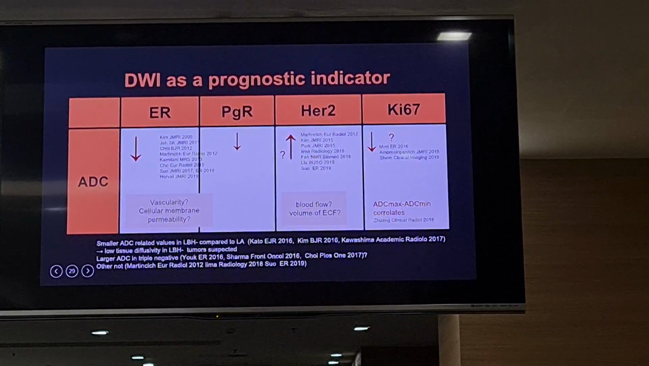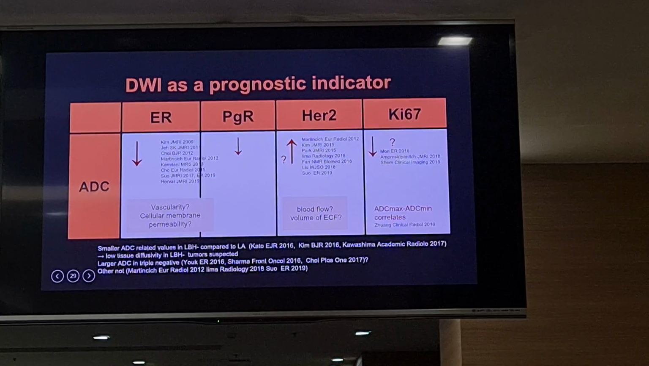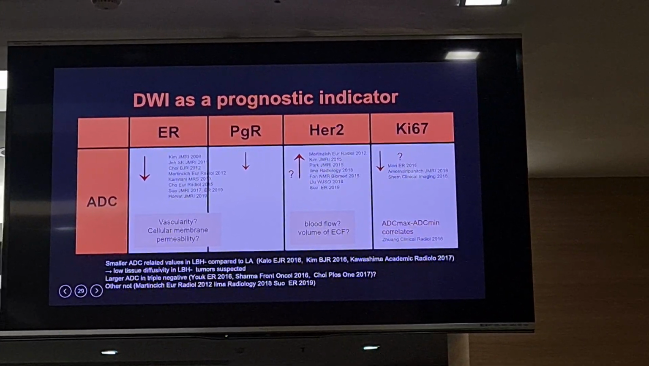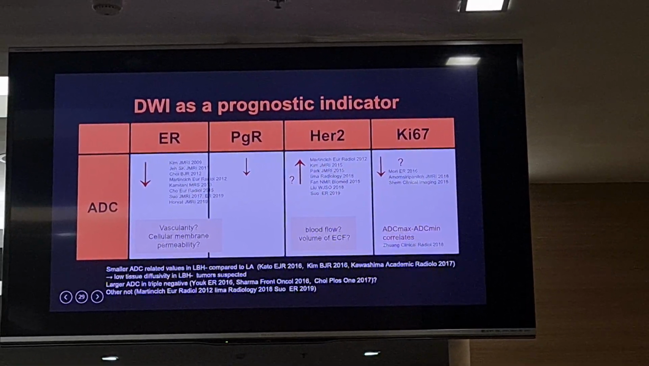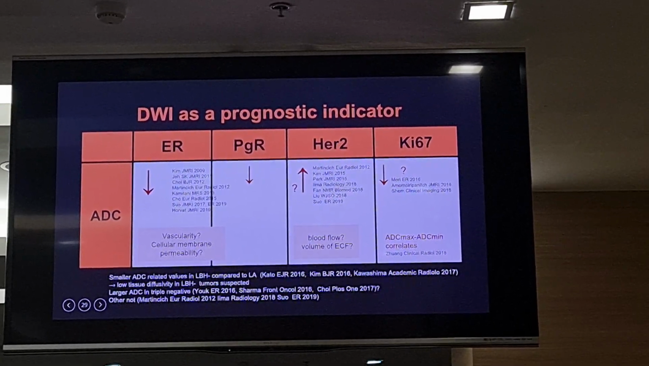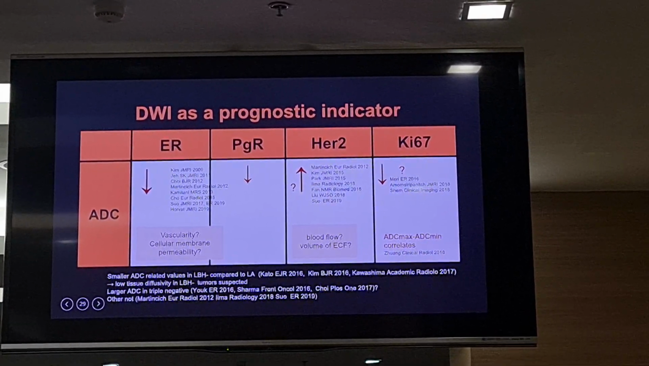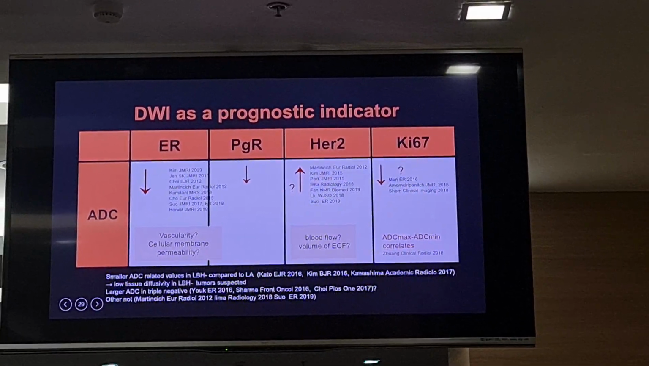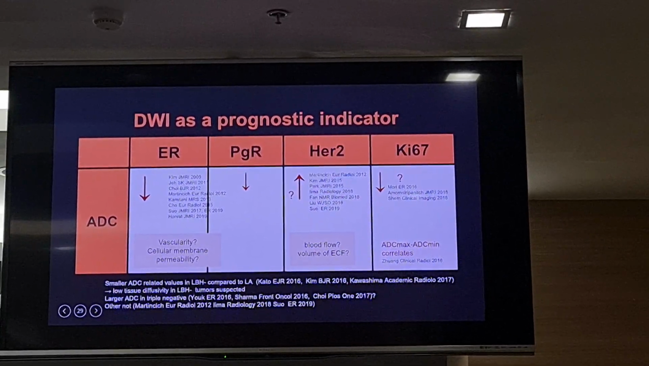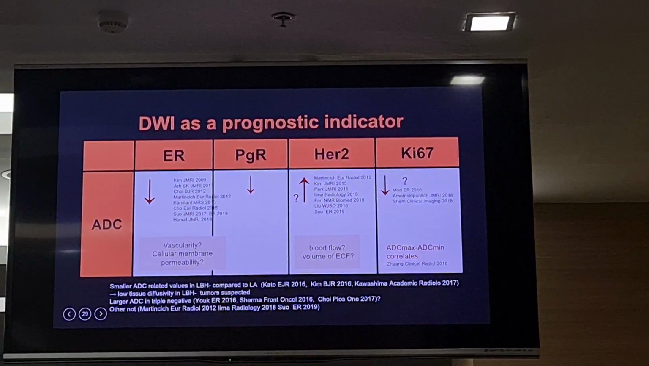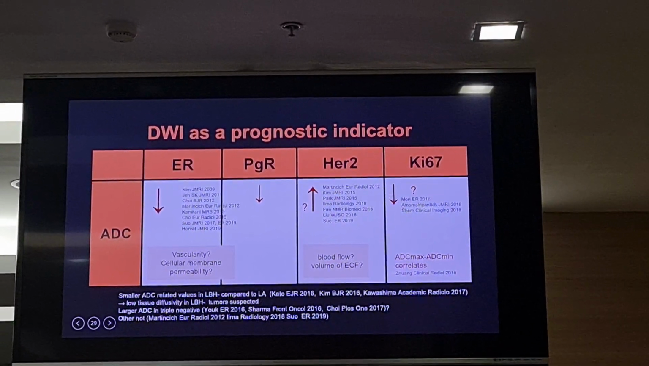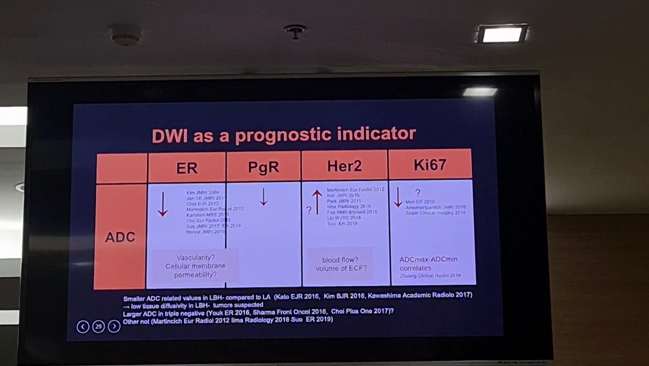But one thing interesting here is that ADC maximum minus minimum, a kind of subtraction of ADC values, might correlate with Ki67. This is very interesting because this reflects the tumor proliferation in the cancer. So the ADC histogram might also correlate with Ki67. And regarding the subtype, there is a variety of literature which is mixed. So far in the clinical setting, we don't have solid evidence in terms of the differentiation of subtypes of breast cancer.